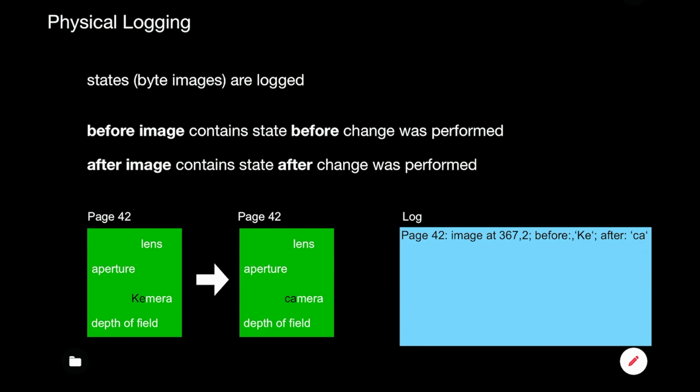Here's an example. Assume we have this page and we want to change this from key E to CA, to fix that typo. So what we record in the log is a before image and an after image. It could be done like that. You could do it differently, basically saying, okay, at byte position number 367, there are 2 bytes that were changed. The before state of those bytes was key E, and the after state of those bytes was CA. That would be physical logging in a database.